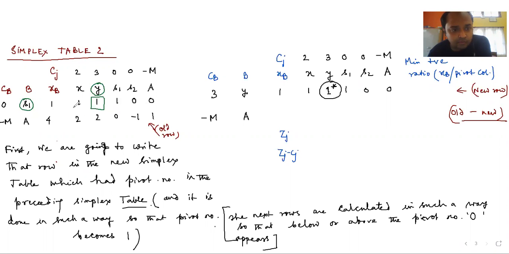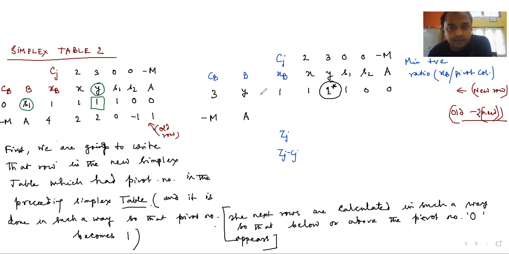Let us see. 4 minus 1, that is 3. 2 minus 1, that is 1. 2 minus 1, that is, no, one thing. I have to put 0 below the pivot number. So I am going to subtract new row from the old row in such a manner so that the 0 comes below the pivot number. So actually I'm going to subtract twice new row from the old row.